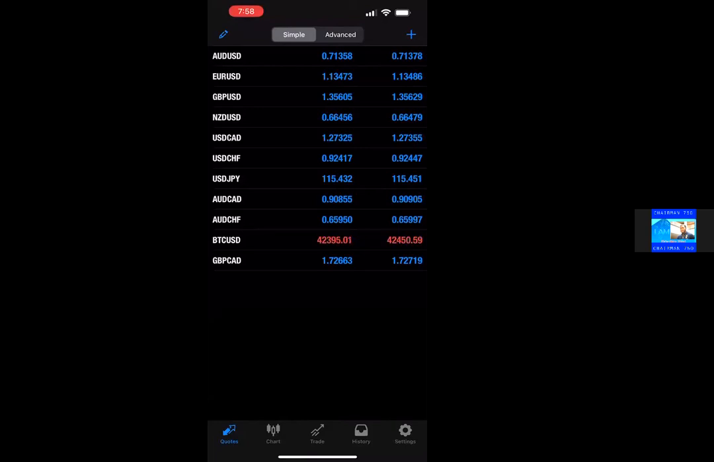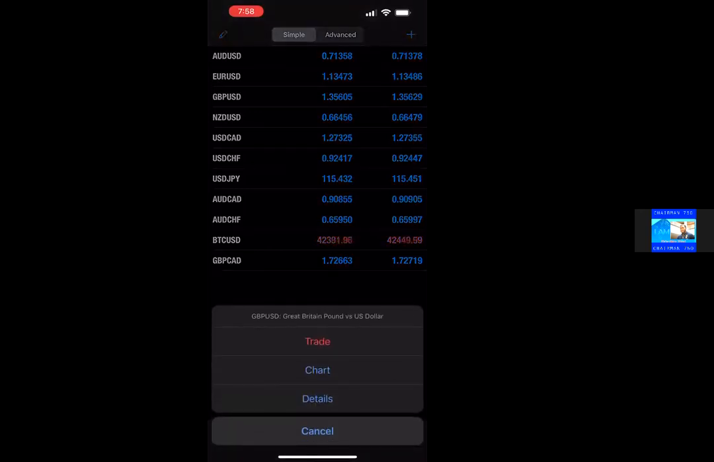So the first page that we're on right now is the quotes page when you open up MetaTrader 4. And what you're going to see on the left side is your currencies. So you're going to see AUD USD, Euro USD, GBP USD, and so on. And if you click on these, it's going to tell you exactly what it is. So you can see it says Great British Pound versus the US dollar. And let's click on Euro USD. It says Euro versus the US dollar.